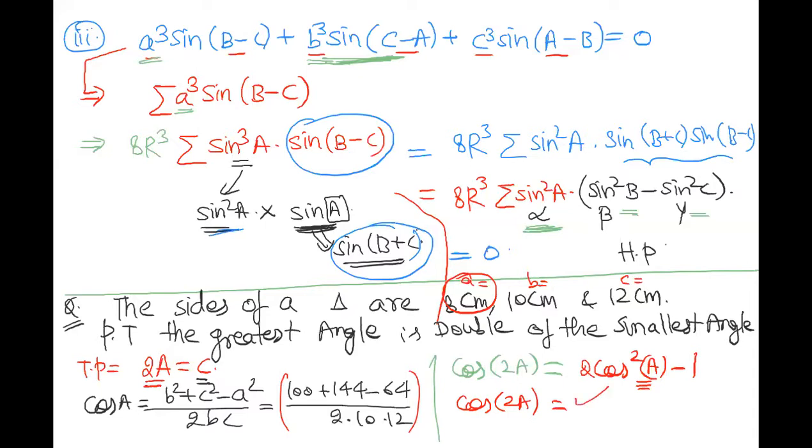So calculate cos 2A and cos C, and you will find both are equal. cos C is A square plus B square minus C square divided by 2AB. Both are equal, so I can say 2A is equal to C. You just calculate this numerical value.